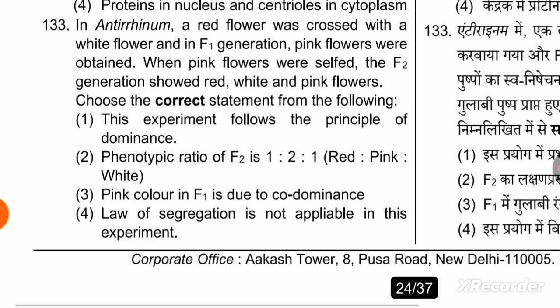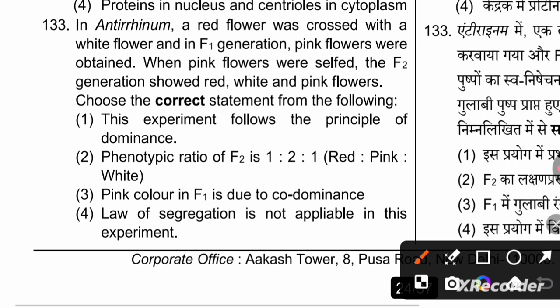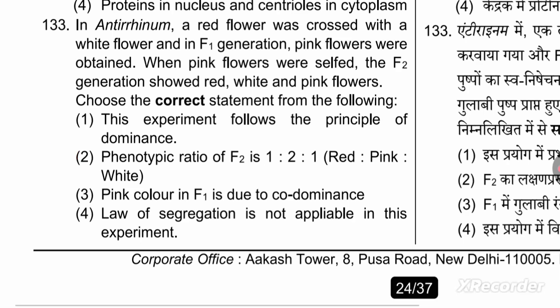133rd question. In Antirrhinum, a red flower was crossed with a white flower, and in the F1 generation, pink flowers were obtained. When the pink flower was selfed, the F2 generation showed red, white, and pink flowers. Choose the correct statement. It is incomplete dominance, and in incomplete dominance the phenotypic ratio and genotypic ratio both are 1:2:1, which is the right answer. Let us move to the next question, children.